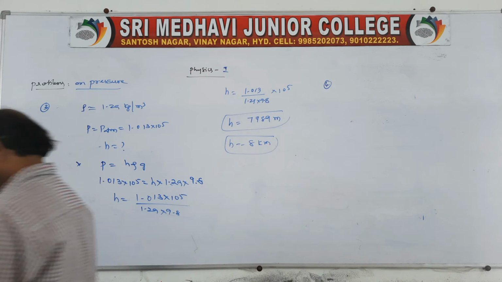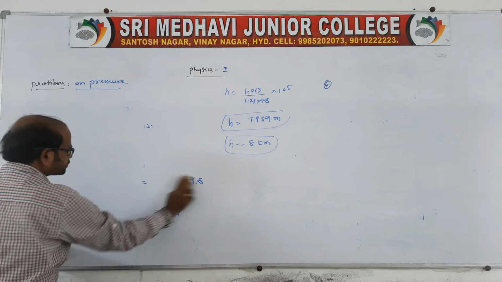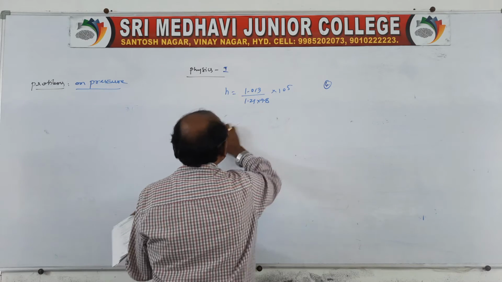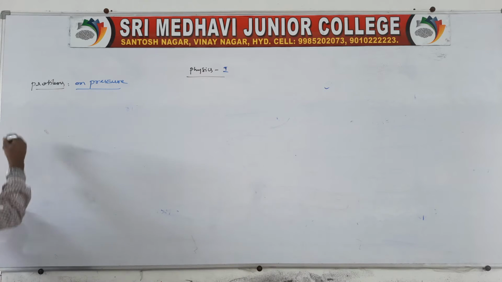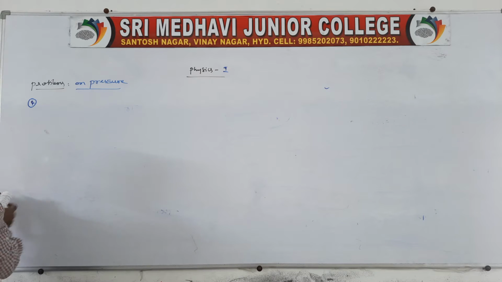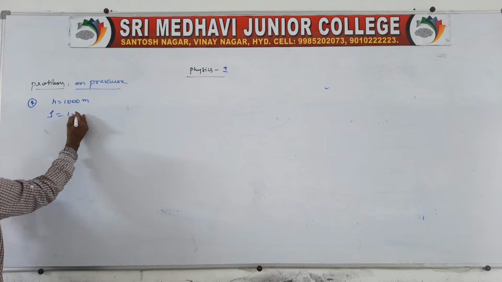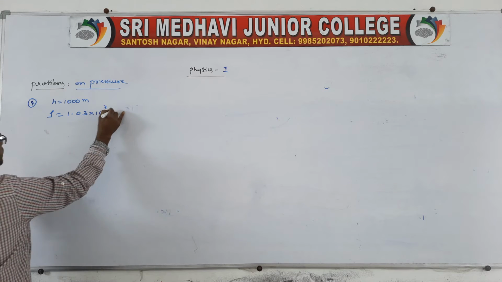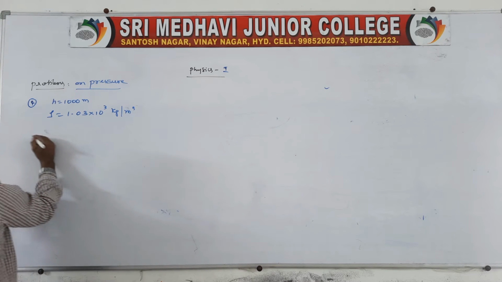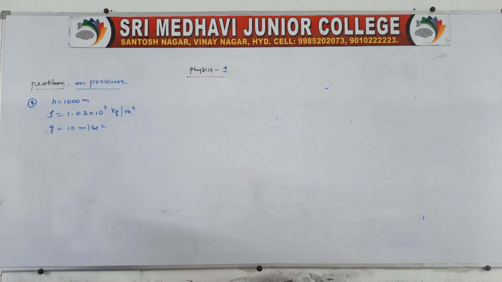Suppose you carefully write the data first. The question number 4. First of all, you write the given data. H is given, 1000 meters. The density of sea water is 1.03 into 10 power 3 kg per meter cube, and the g value we take as 10 meter per second square. Now what is he asking first? He is asking the absolute pressure.